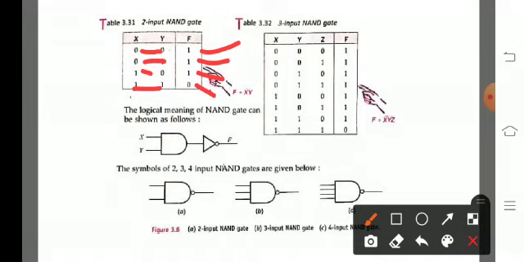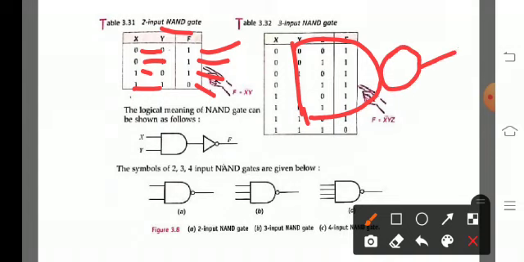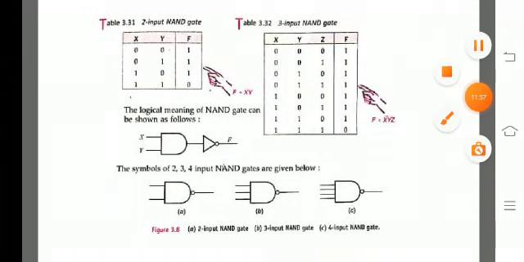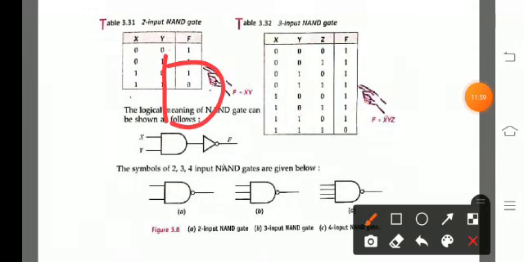Same thing here, this is the symbol of the AND gate, but here we are studying the NAND gate. So this is the bubble you have to add. This is the output. This is the NAND gate symbol.